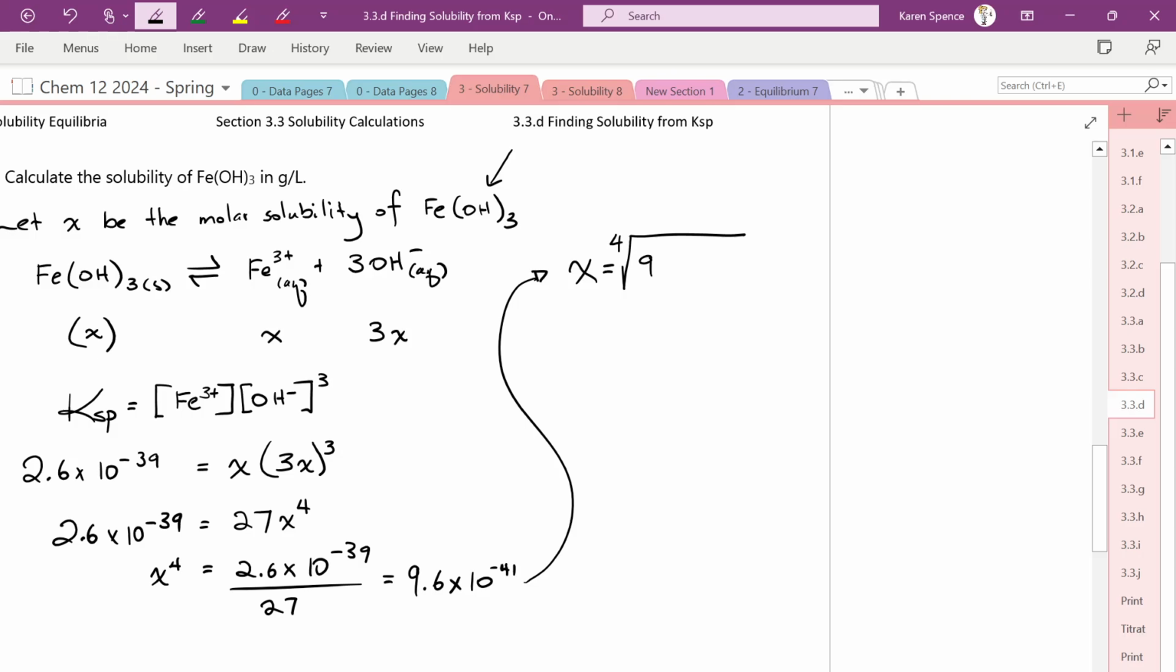Do you guys know how to do the fourth root on your calculator? Yeah. If you don't, call me over. Or if you've forgotten, if it's been a while.